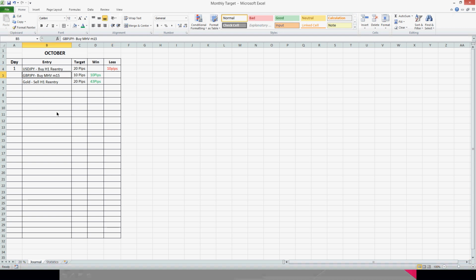Then on GBP JPY, on the next entry, I went for a buy on MHB M15. Because it's an M15, I just set myself up for a 10 pip target. So I managed to get my 10 pips, and now I'm back to zero on these trades. I still haven't achieved my 20 pip daily target. Fortunately, on the next entry, I went for gold, sell H1 reentry. My target was about 20 pips, but I managed to gain about 43 pips.